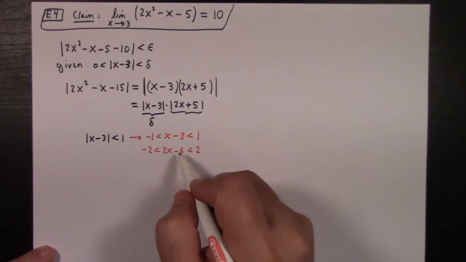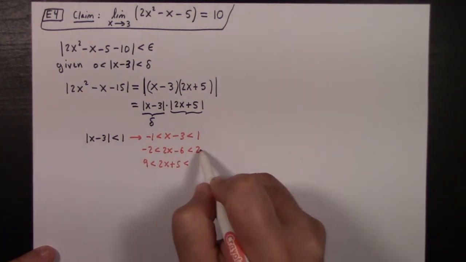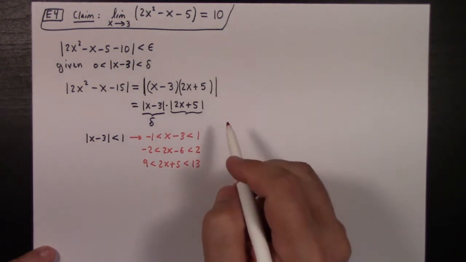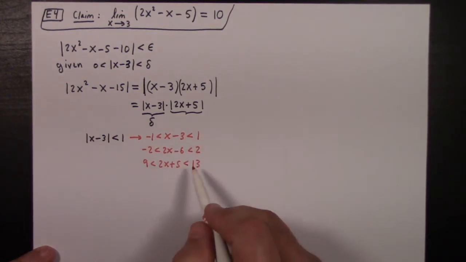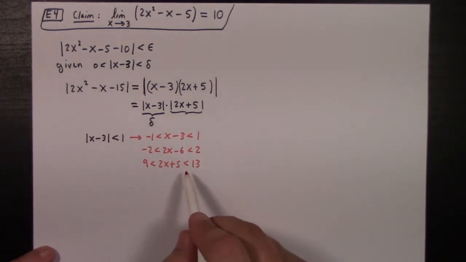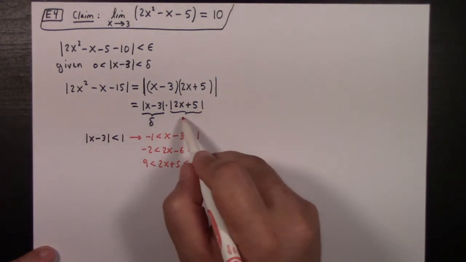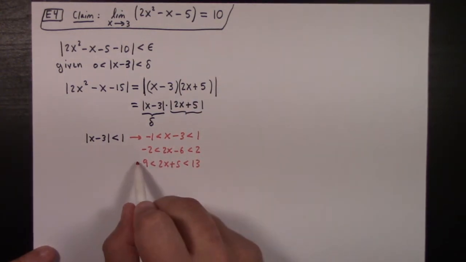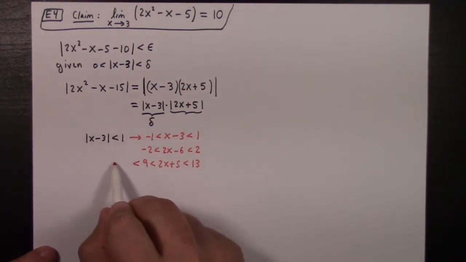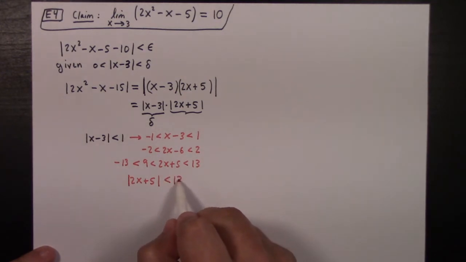I want to get plus 5. So if I add 11 to this, that gives me 9 less than 2x plus 5, less than 13. Oh, so apparently if I make my delta smaller than 1, I can be confident that 2x plus 5 is less than 13. So apparently I can, oh, I have to deal with the absolute value of 2x plus 5, right? So, of course, 9 is greater than minus 13, right? So there you go. The absolute value of 2x plus 5 is less than 13.